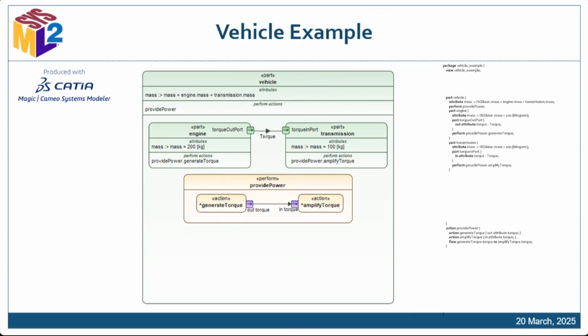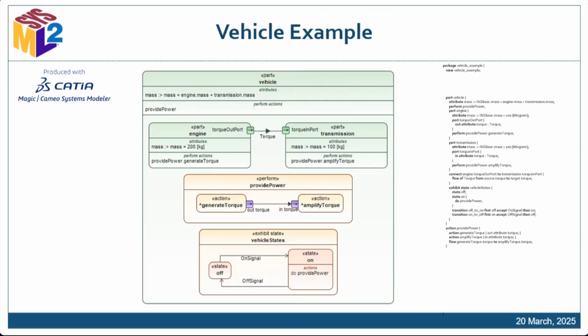And then what you're seeing on the right is the textual syntax. I know you can't read it. Again, I'll blow it up on the next slide. But you can see it's the corresponding textual syntax. And then here you see states, and the vehicle has an on and off state. In the on state, it provides power. The provide power is that action right there. And then there are some transitions, and you can use the textual notation to formally express what those transitions are in clear, unambiguous terms. So this is just a piece of it.